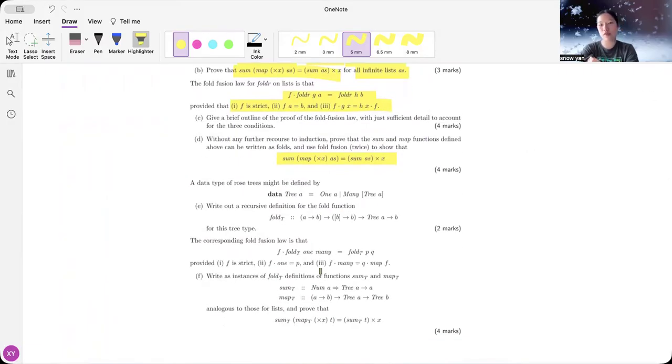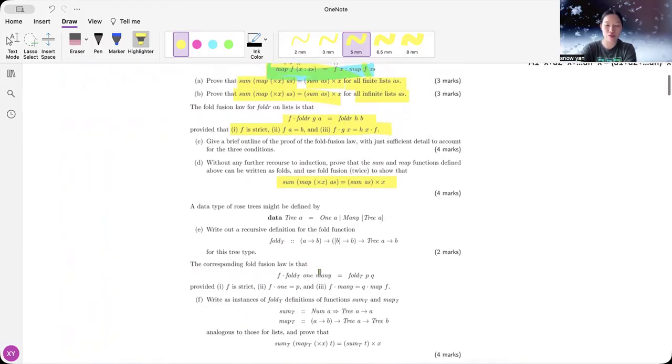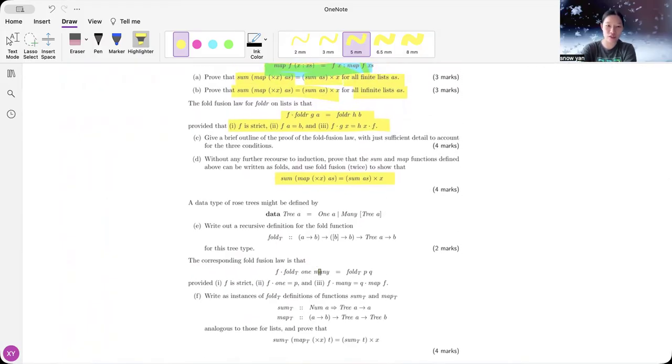Okay, then we're moving on to the data types, not only on lists, but actually on a new data type called rose trees. So we have this definition of the data is a tree A, and it has two constructors, one A and many tree A. So for part E, we're asked to write a recursive definition for the fold function, this thing over here, for the tree type.